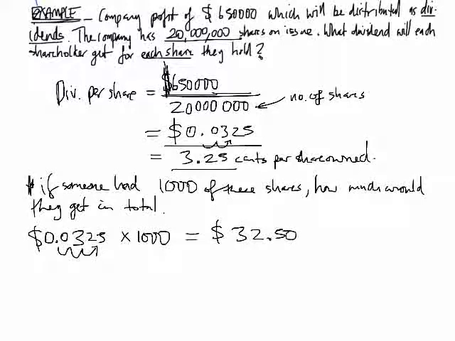So that doesn't seem like much, okay? But remember, they are not losing these shares. They're not selling them off to someone else. They're still hanging on to them. It's just money they get for sitting there, okay? $32.50 total dividend received for the 1,000.